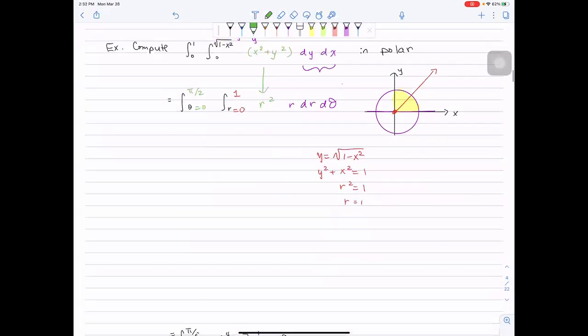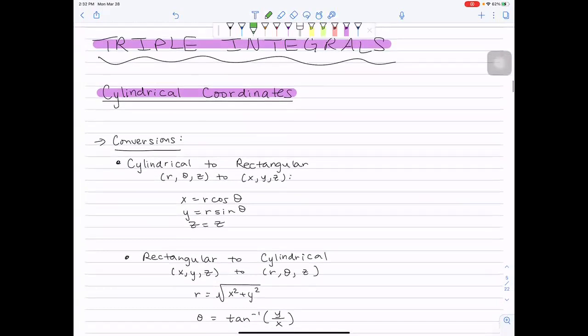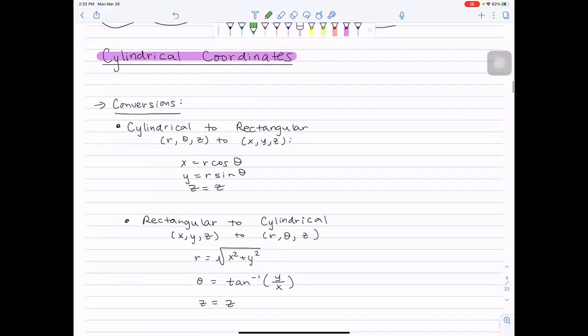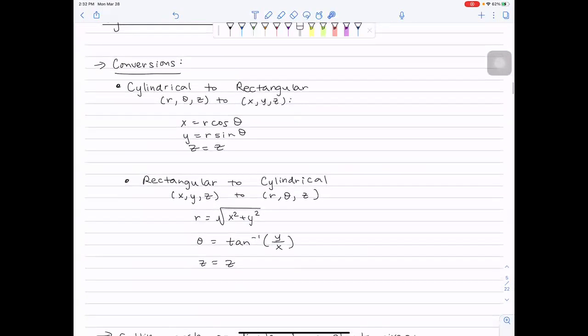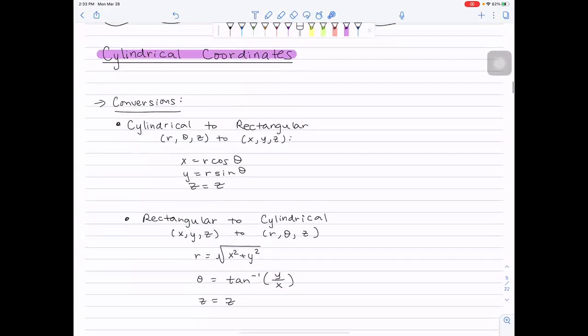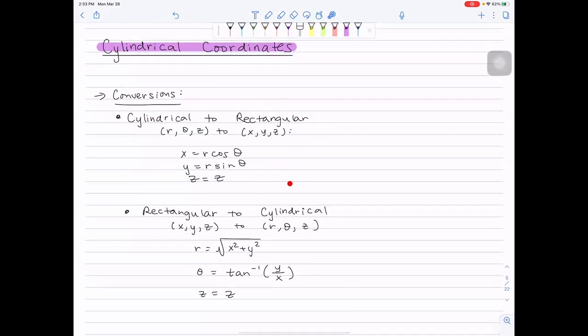Okay, so let's move on to cylindrical coordinates. So now triple integrals. For cylindrical, these are some formulas that you might need to know if you're converting from cylindrical to rectangular or rectangular to cylindrical.